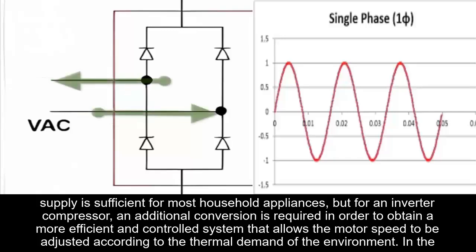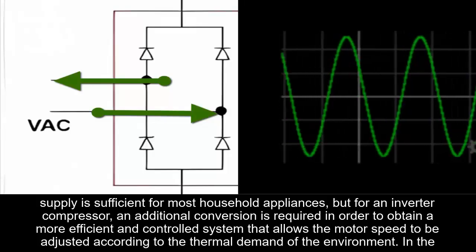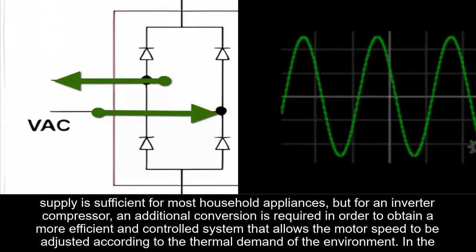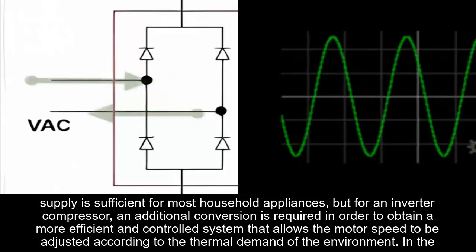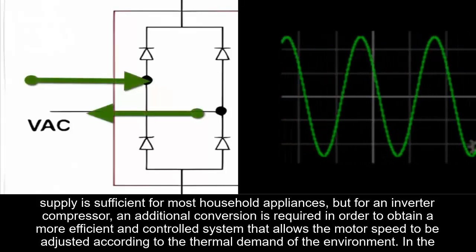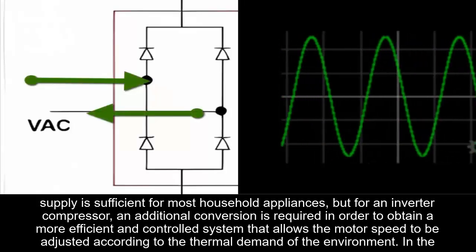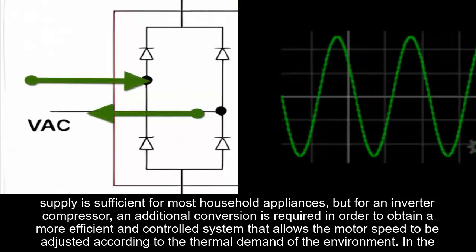This type of supply is sufficient for most household appliances, but for an inverter compressor, an additional conversion is required in order to obtain a more efficient and controlled system that allows the motor speed to be adjusted according to the thermal demand of the environment.